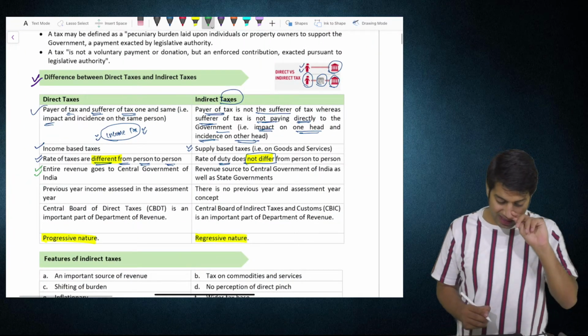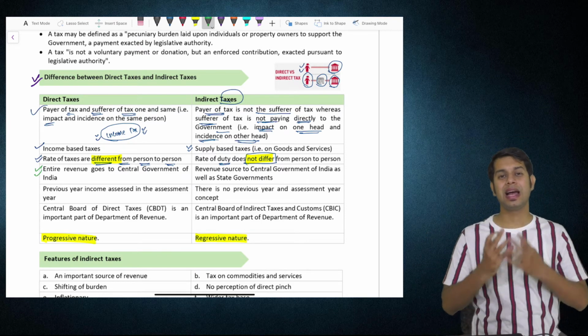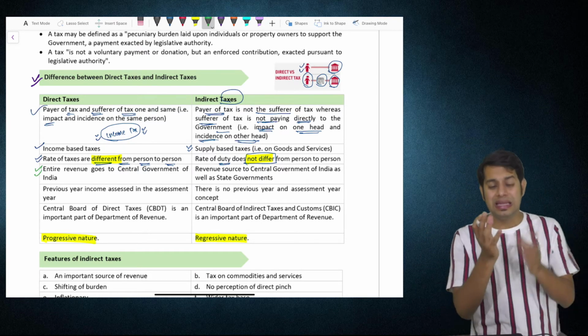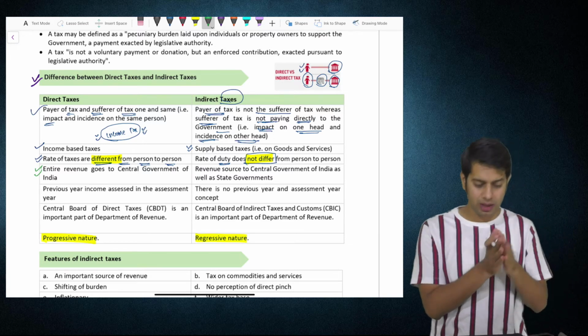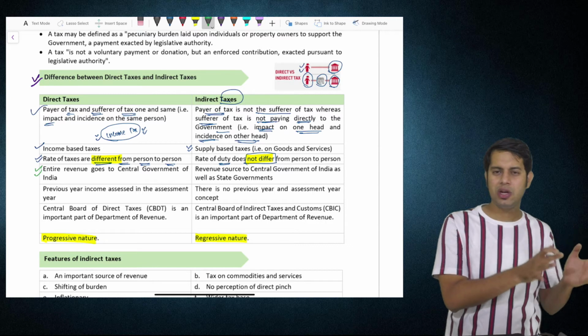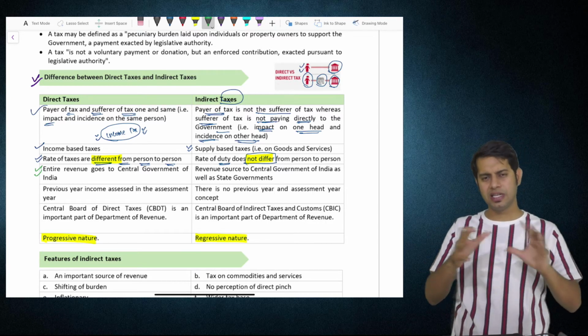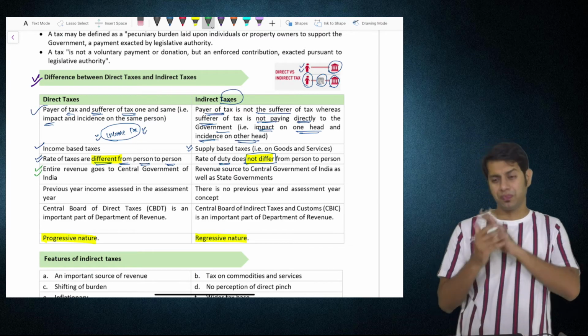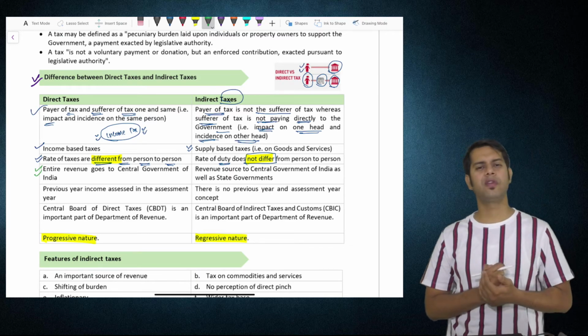Then in case of indirect tax, what happens, sir? The direct tax which we are paying to the government: India has a federal structure. The government is divided into state government and central government. We have a central government and different states which have their own state governments. So who will take the revenue of direct tax? Who will take the revenue of indirect taxes?